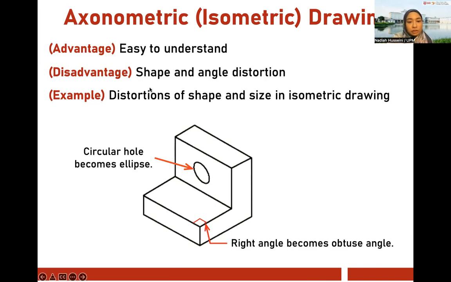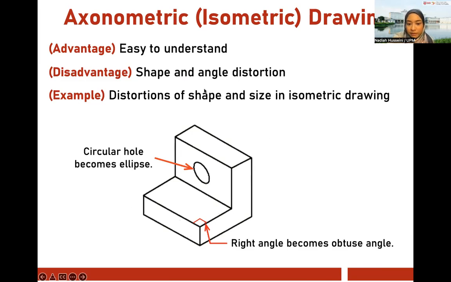For example, distortions of shape and size in isometric drawing. So you know that this object here is supposed to be a circle because our brain has already processed it like that. But in the drawing, it's an ellipse. It's not exactly a circle. So that is your distortion. And here, if you measure this angle, it's not 90 degrees. But we know that it is a right angle because it's a corner. This is how our brain processes it.